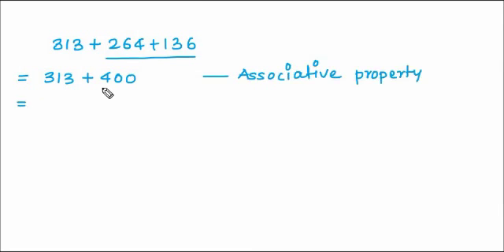And now it becomes easy. 400 and 300 is 713, that is my answer. Let's do some more. This time it is a product. We have 2 multiplied by 176 multiplied by 50.